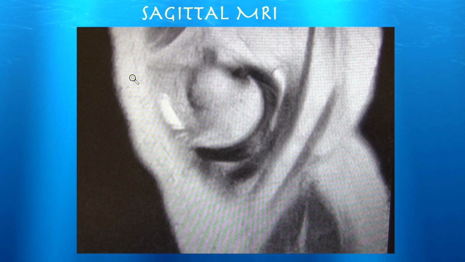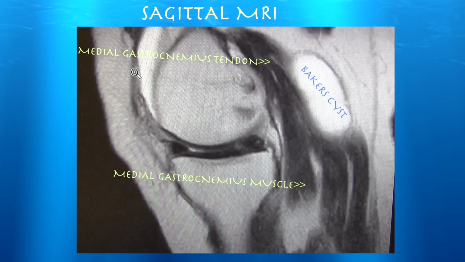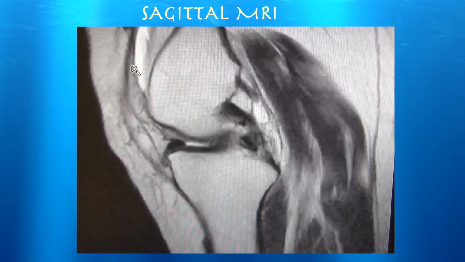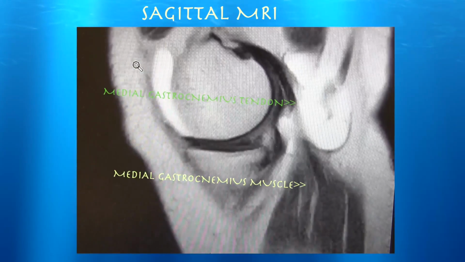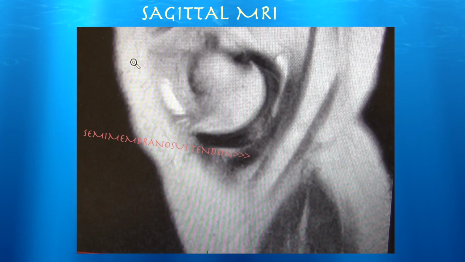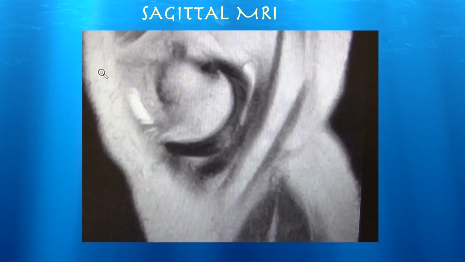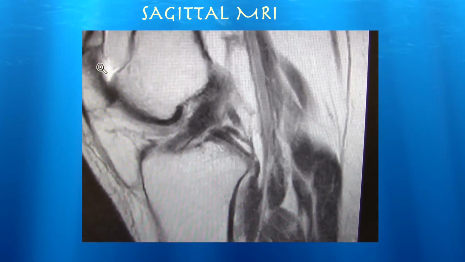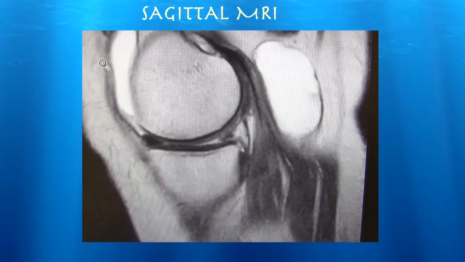Here's a sagittal MRI, and just to look at it again, you can see the medial gastrocnemius tendon, and then as you go more medially, you will see the semimembranosus tendon start to come into play as well. And here's our semimembranosus tendon. And we're just scrolling through to get a better sense of how this cyst forms between the medial gastrocnemius muscle / tendon and the semimembranosus muscle / tendon.